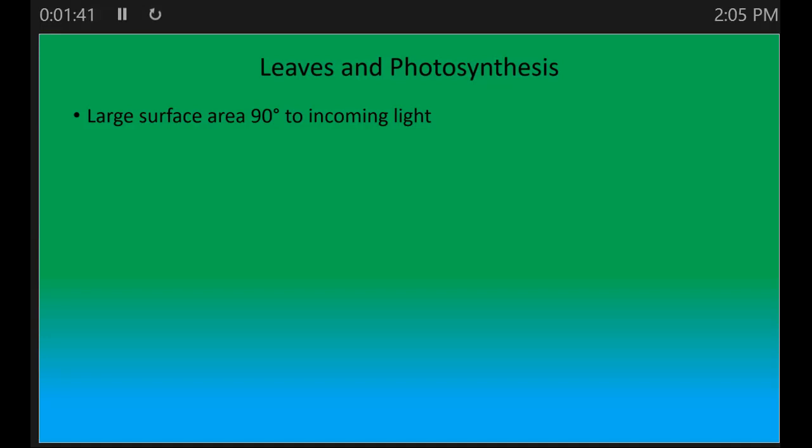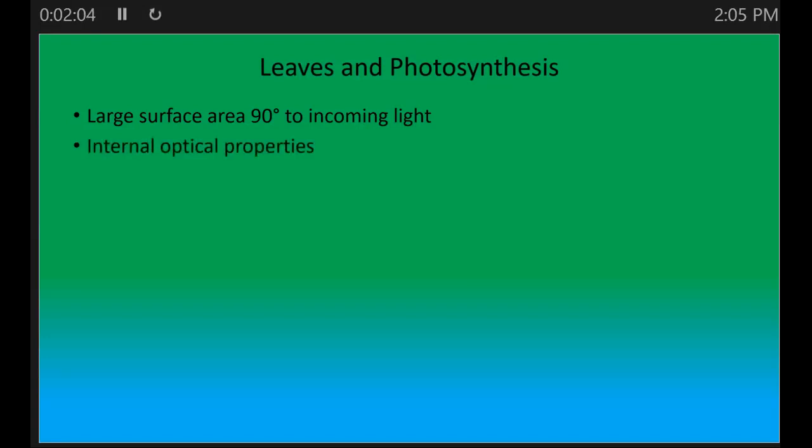At high noon, you would see a lot of leaves are horizontal to the ground to get the sun directly above them, hitting at 90 degrees again. And so a lot of plants will do that. They can move their leaf in order to maximize the amount of light striking their leaf blade.